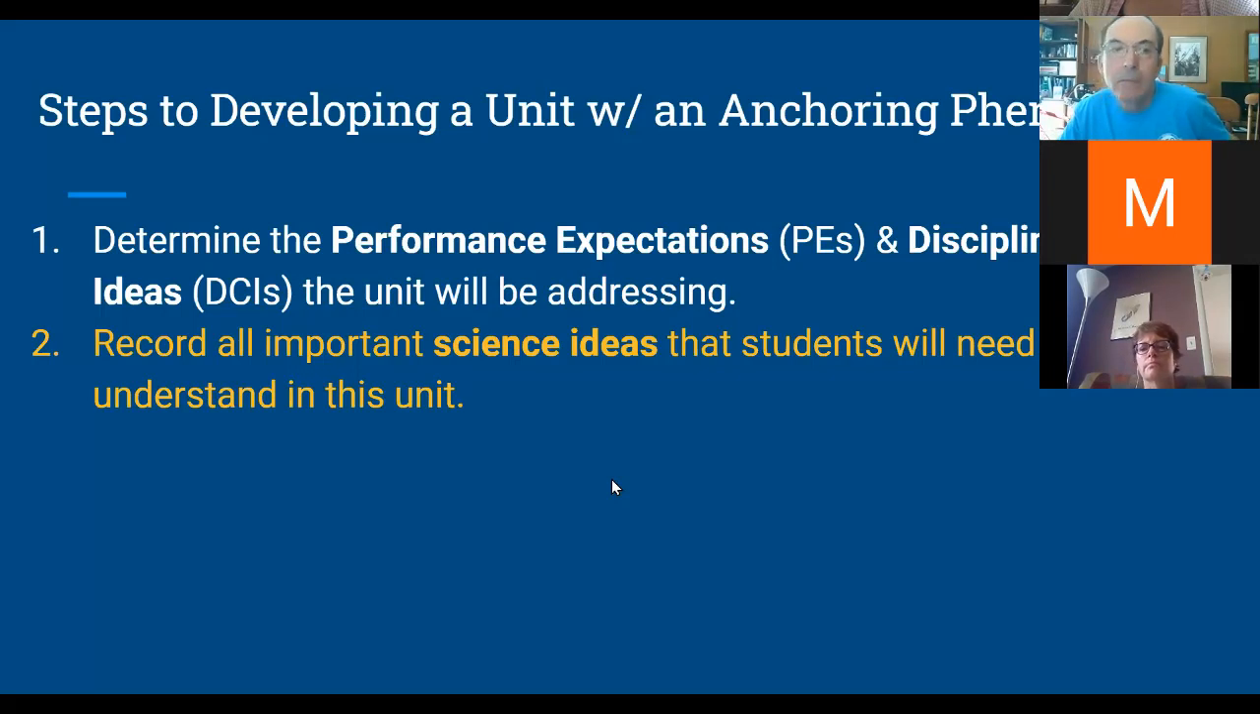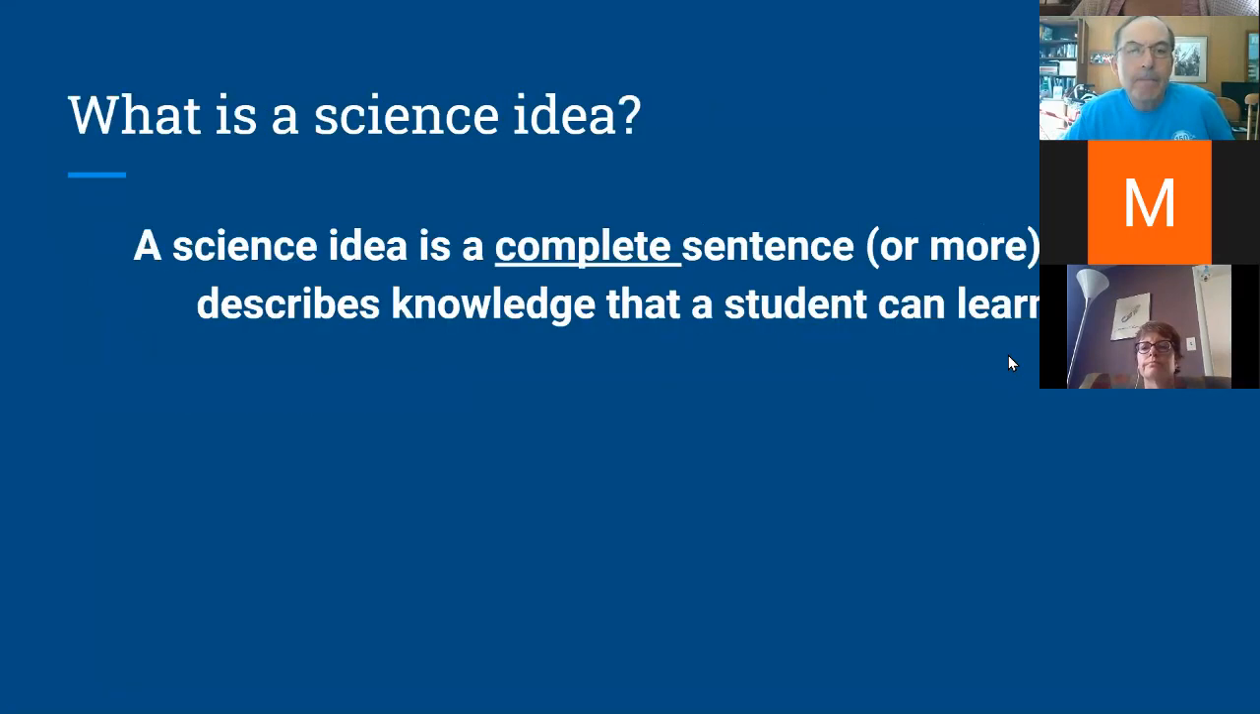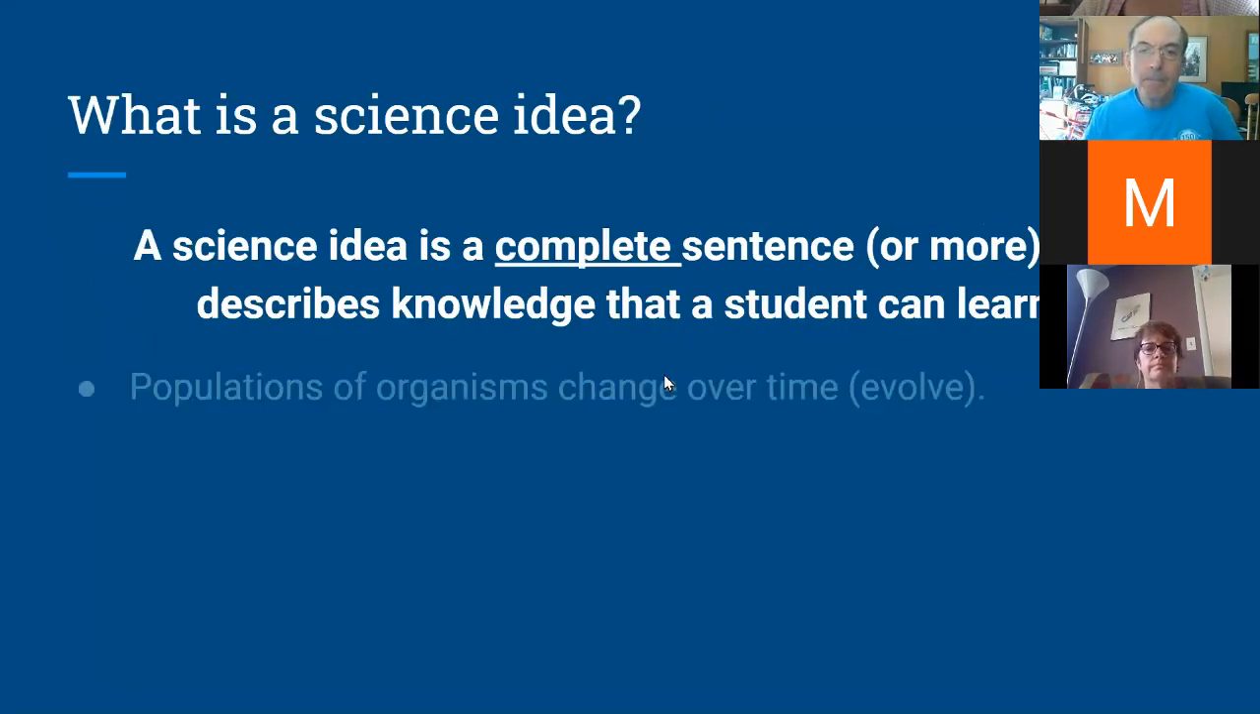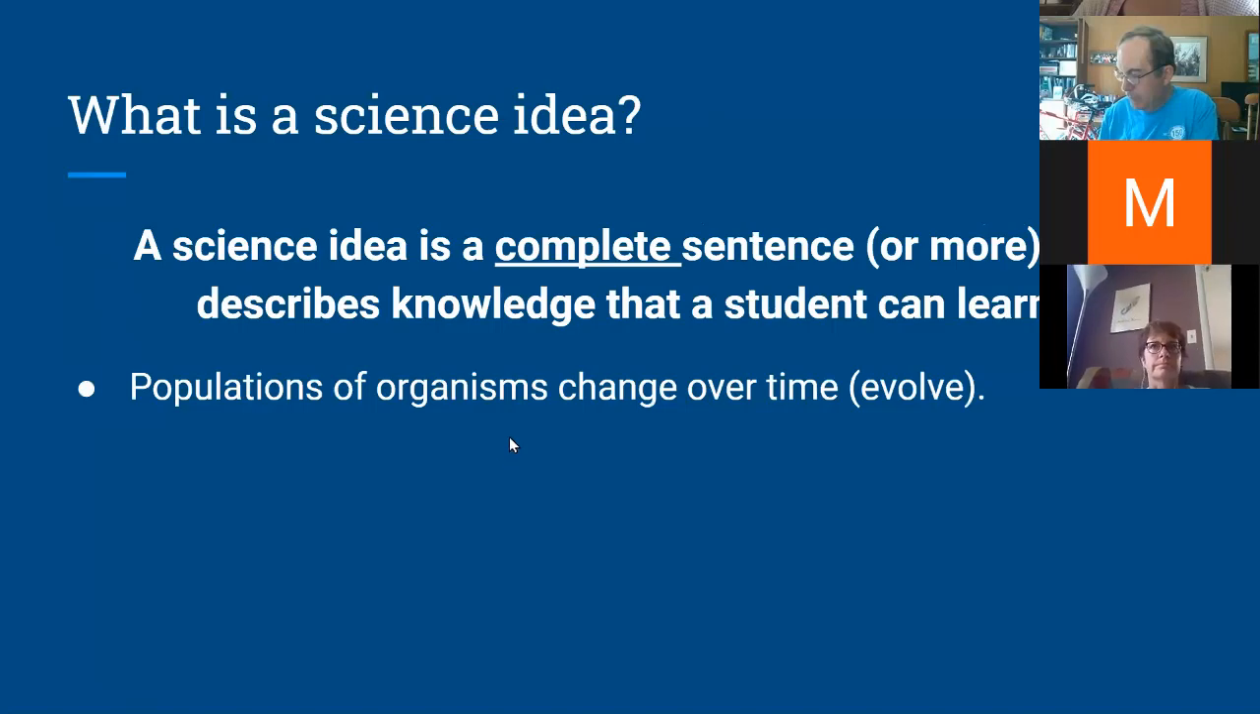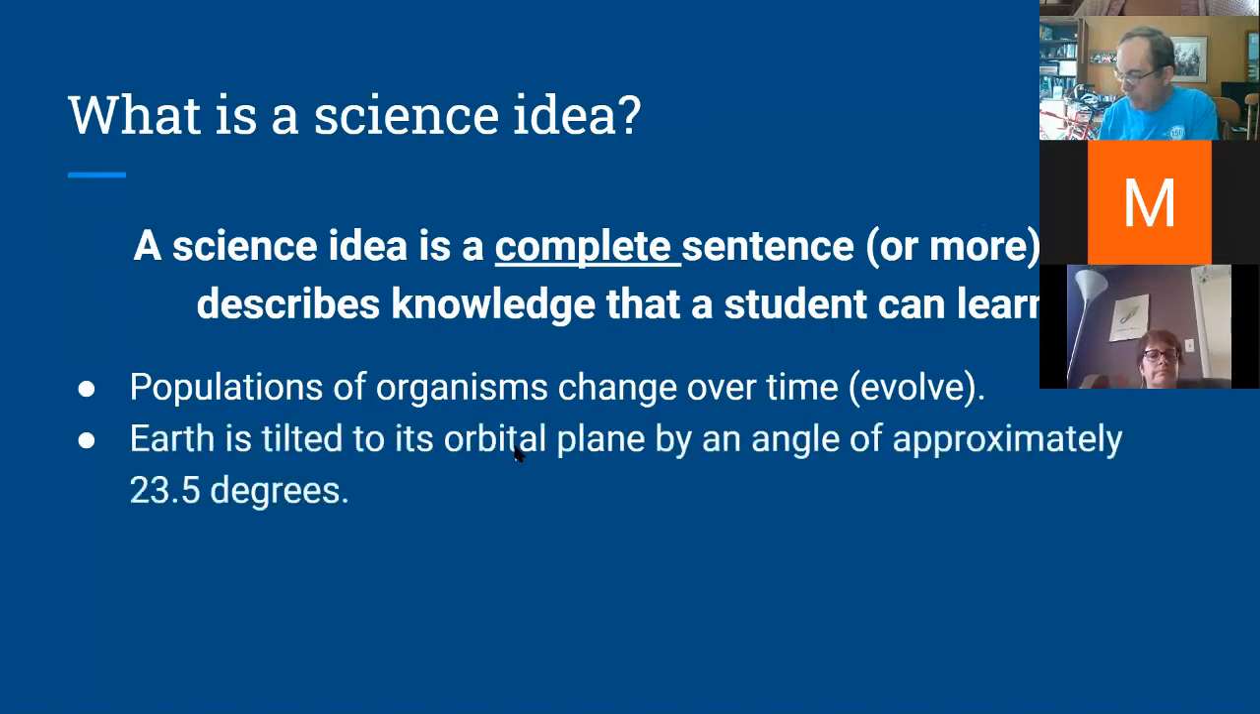So we can define a science idea as a complete sentence or more that describes knowledge that a student can learn. And so some examples are: populations of organisms change over time, or evolve. That's a science idea that we would teach during our natural selection unit. Or the Earth is tilted to its orbital plane by an angle of approximately 23.5 degrees. All right, these are examples of science ideas.